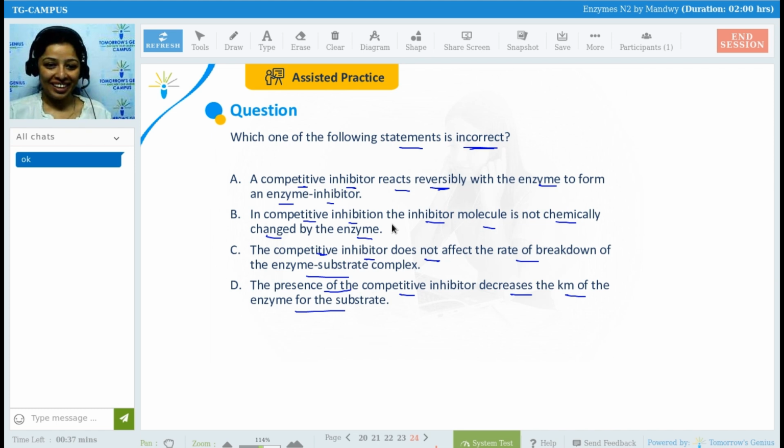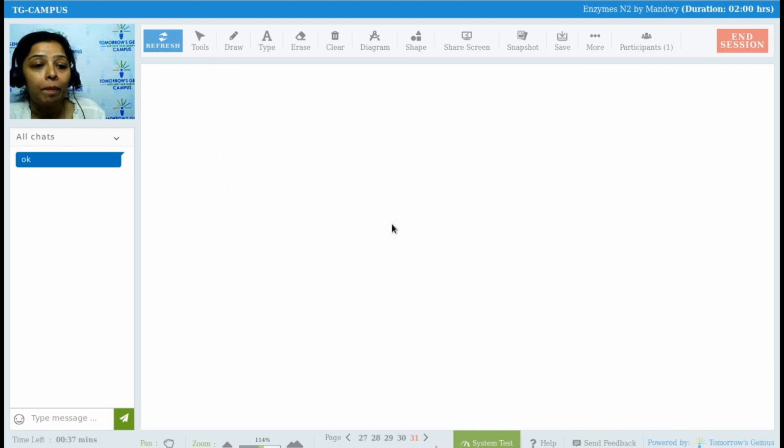While we were discussing the allosteric enzyme, at that time I told you that there is something which, when it is attached to the allosteric site, can inhibit the enzymatic action, right? So here we first need to know about the inhibition of enzymatic action.